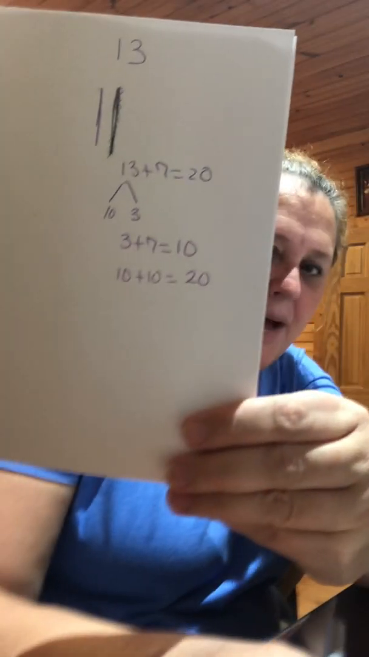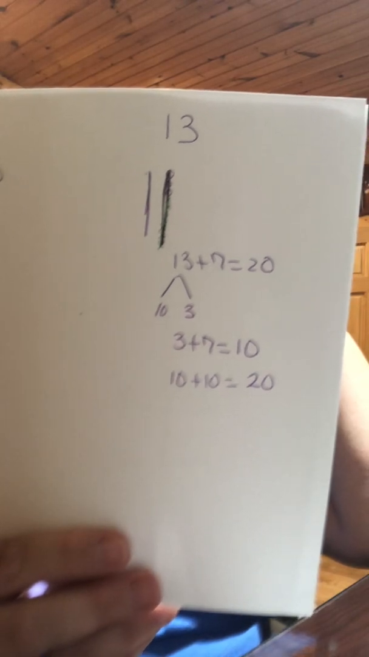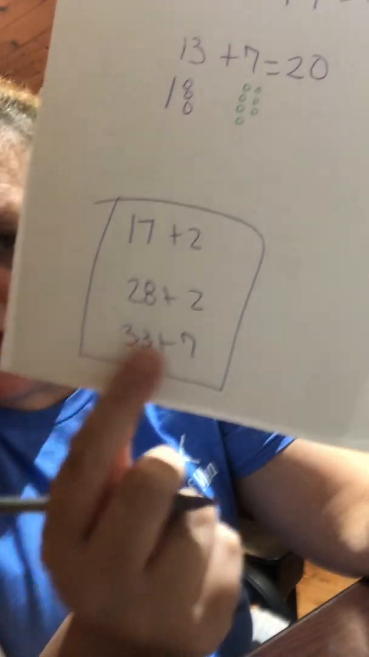Okay, so that's how you write it. It's a long process. It's easier to know it, but this is just to help you solve it, okay? So I'm going to give you some that you need to do at home. You can do 17 plus 2, 28 plus 2, and let's do 33 plus 7. Okay, so these are the ones you need to do at home to practice.